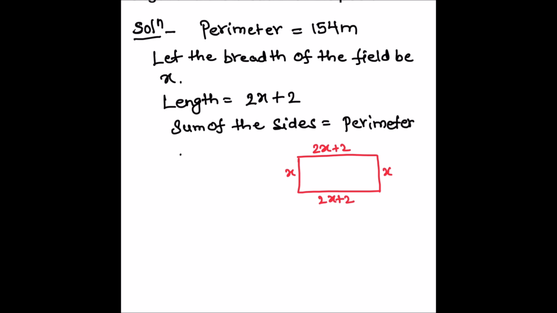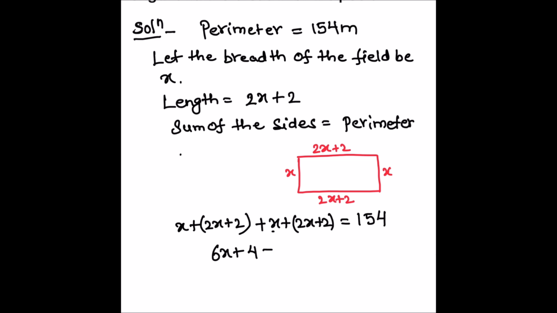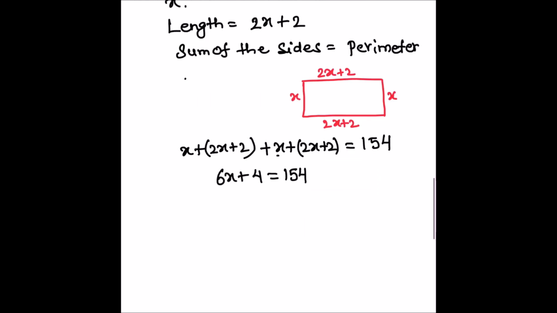Perimeter equals sum of the sides. So let's add up the sides. x plus 2x plus 2 plus x plus 2x plus 2 equals 154 meters. So x plus 2x is 3x, 3x plus x is 4x, 4x plus 2x is 6x. That's 6x, plus 2 plus 2 is 4. 6x plus 4 is 154 meters.